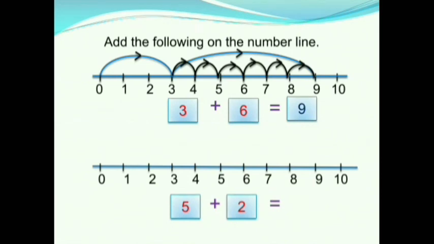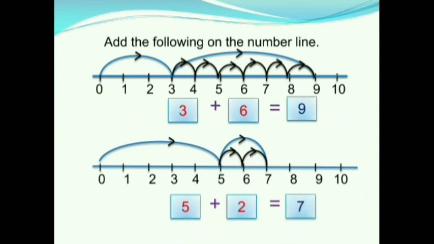Children, now we will solve another example. The question is 5 plus 2. In this question, addend is 5. So we will draw arrow mark from 0 to 5. Next, the addendum is 2. So we will draw 2 small arrow marks. Where did the small arrow marks end? Yes, the last arrow mark ended at 7. So we will draw a big arrow mark from 5 to 7 and write 7 as the answer.